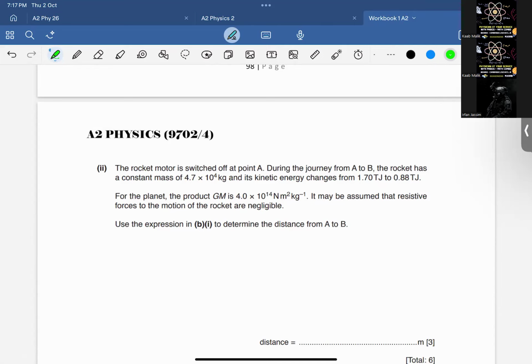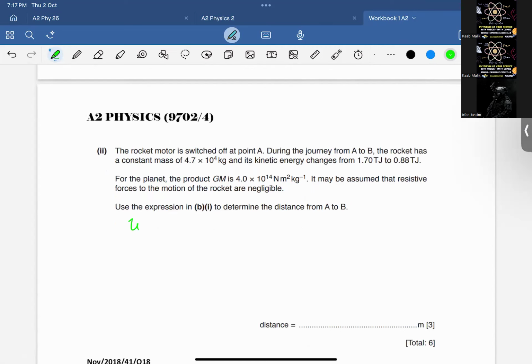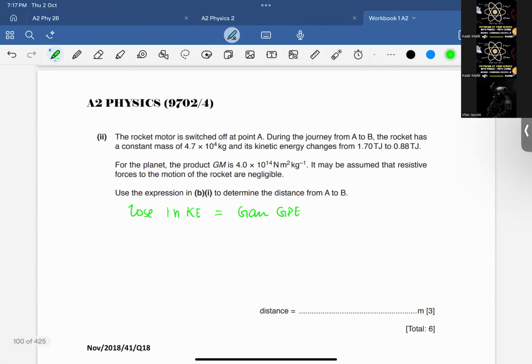So we are saying that the loss in KE is equal to the gain in GPE, right? This is the first thing. The loss in KE is basically 1.7 minus 0.8, and it is in terajoules, so everything times 1 exponent 12.